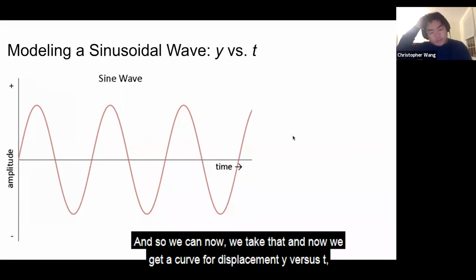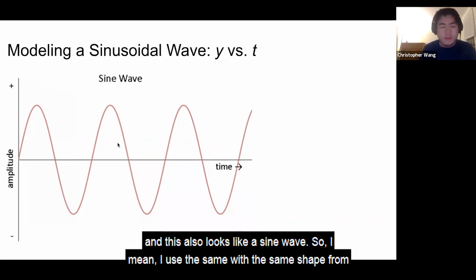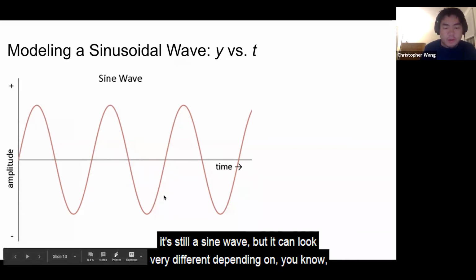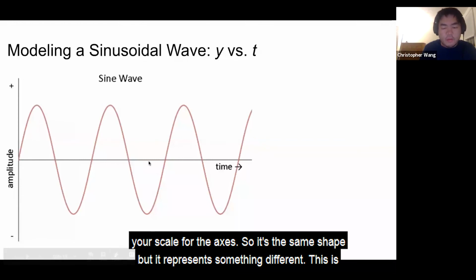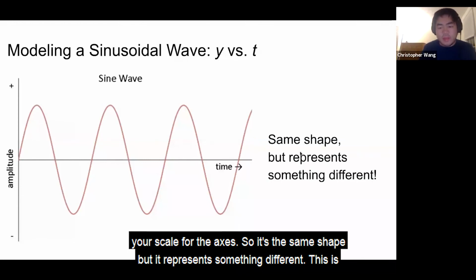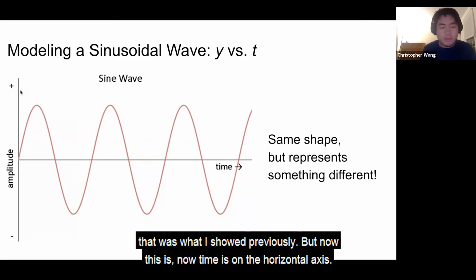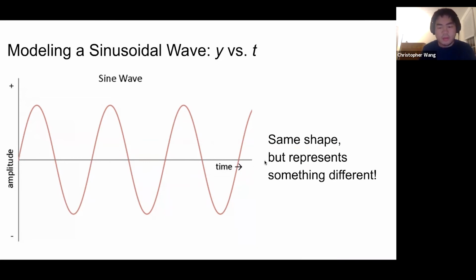And so now we take that, and we get a curve for displacement y versus t, and this also looks like a sine wave. I use the same shape from the previous slides, but this actually represents something different. It's still a sine wave, but it can look very different depending on your scale for the axes. So it's the same shape, but it represents something different. This is displacement versus time at a fixed point. This is not displacement versus position at a fixed time. That was what I showed previously, but now time is on the horizontal axis.